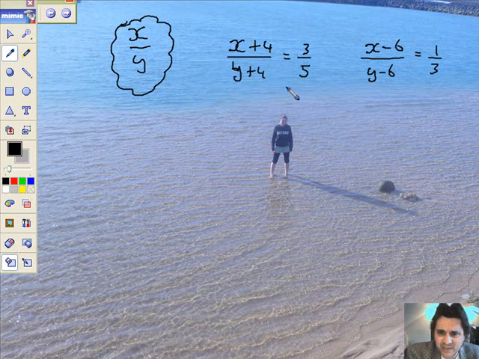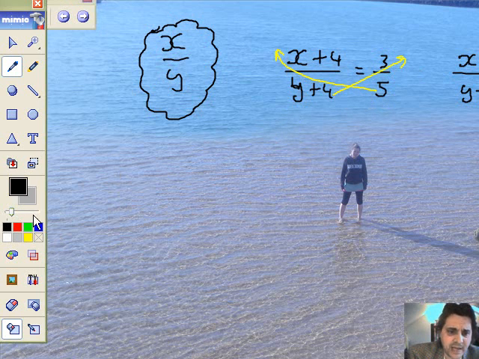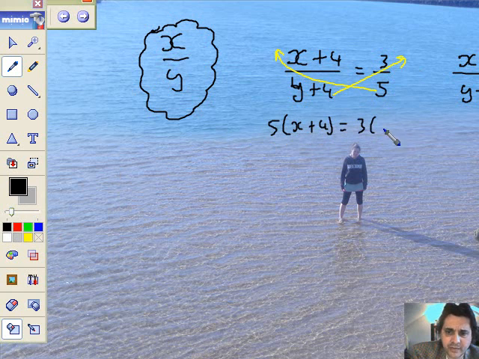Right, well, let's tidy up this mess, shall we? Nobody likes letters, top and bottom, in fractions. So if I cross multiply in both cases, you're going to go over there and you are going to go over there, and we're going to get 5 with x plus 4 will become 3 with y plus 4. Let's tidy this up a little bit. I've got 5x plus 20 equals 3y plus 12.